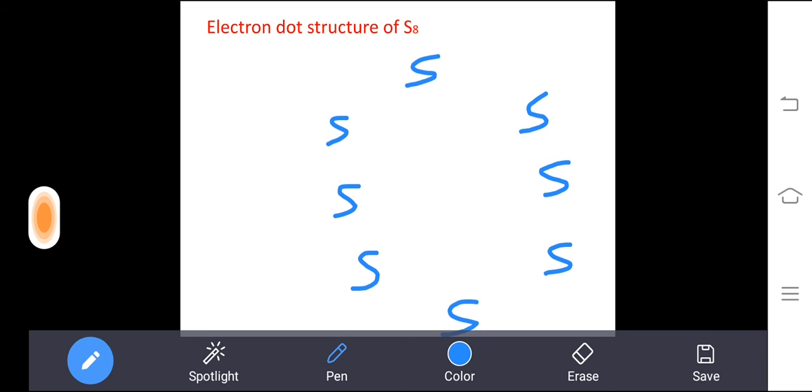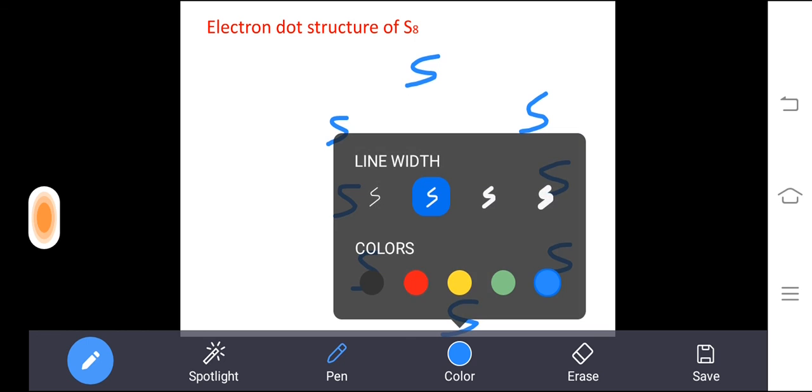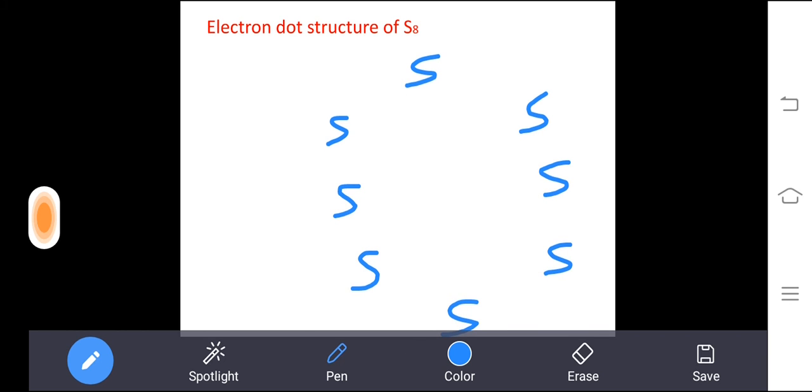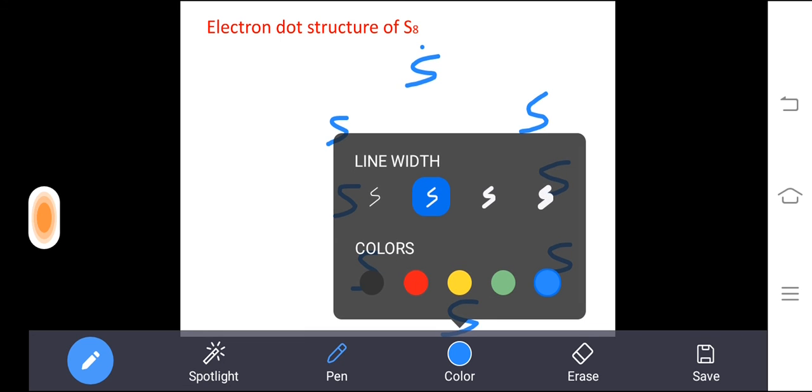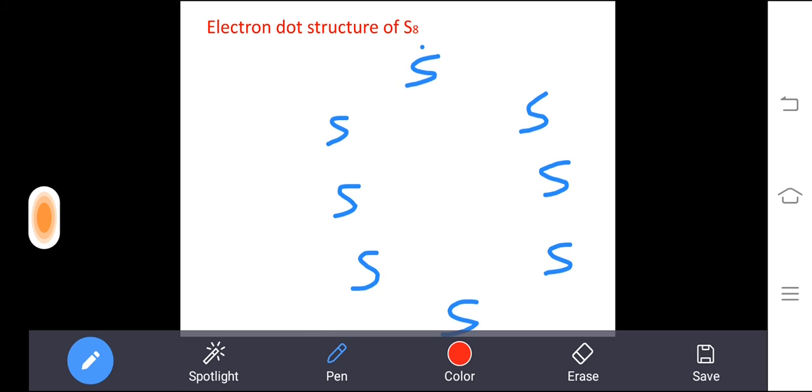Okay class, now 8 sulfur I have drawn. Then what we want to do is the electron dot symbol. That means 6 electrons. Here I am going to use a cross because it is difficult to make a dot here. 1, 2, 3, 4, 3, 4, and another 2 I am using a circle. Here 1, here 1. So for this sulfur it will be 6.